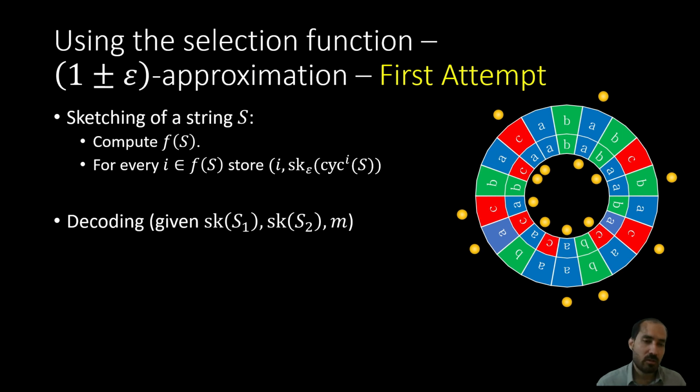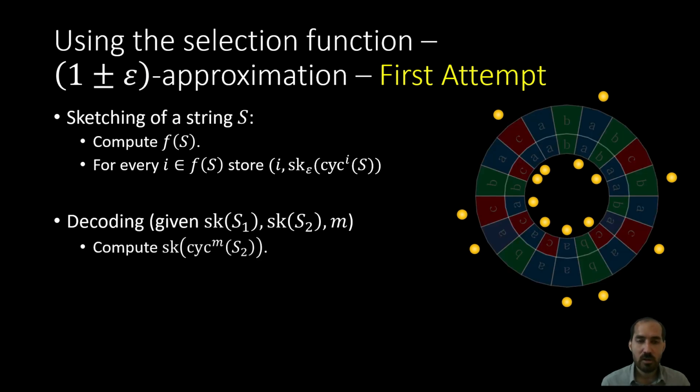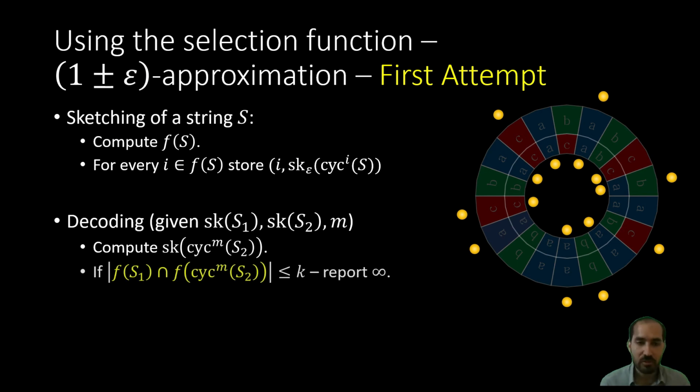When we are given the circular sketches of two strings, S1 and S2, and some specific shift M, we first compute the sketch of the cyclic shift of S2. Notice that it just requires us to rotate the positions, and it's easy to compute. After we compute the sketch of the cyclic shift of S2, let's check if the intersection of the positions that were selected is smaller than k. If it is smaller than k, then by the third property, with high probability, the Hamming distance of the two strings is large, and we just report that this is the case.